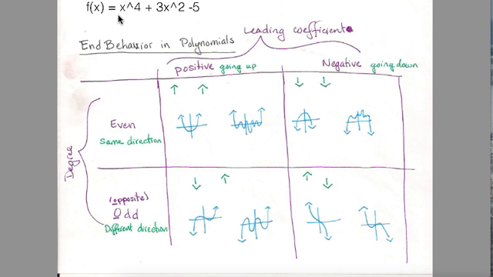Now, looking back to our example here, we have, as we discussed earlier, an even degree of 4, and our leading coefficient right here is positive 1. So we have positive and even, so it's going to look more like one of these, or it's at least going to look like this at the ends.